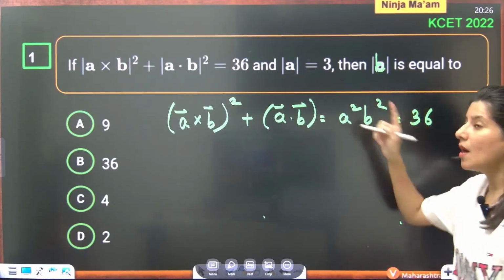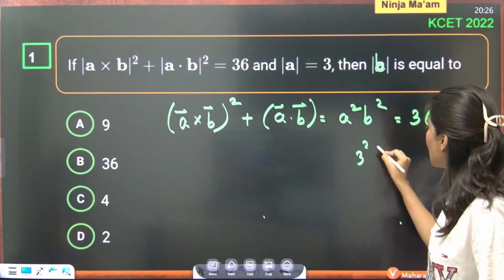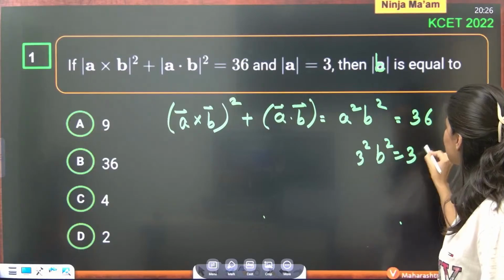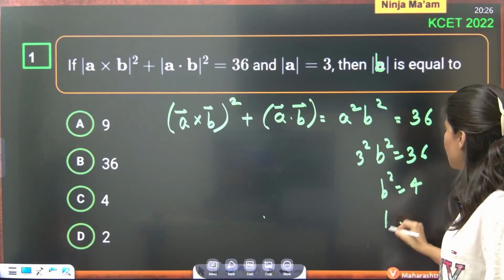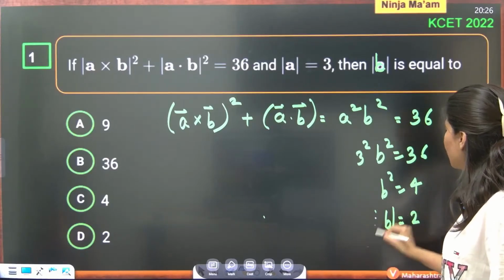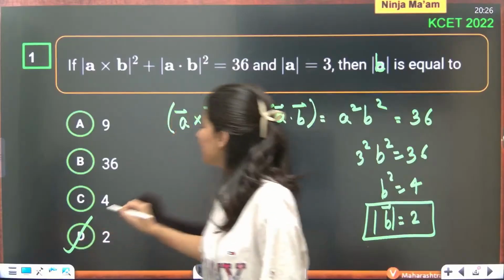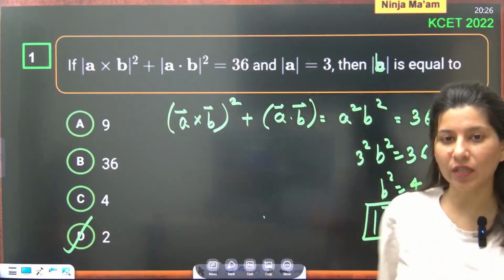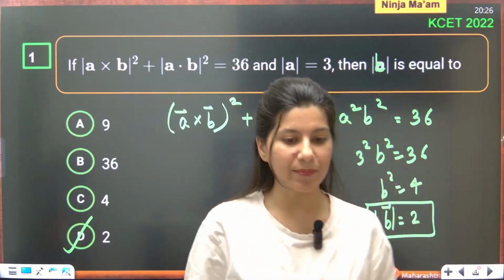In this question, magnitude of A is 3. So 3 square B square is equal to 36. Clearly, B square is coming out as 4. So magnitude of B is equal to positive 2, which is matching with option D, because as per the question they are talking about magnitude of B. So option D, Sweta, absolutely right.